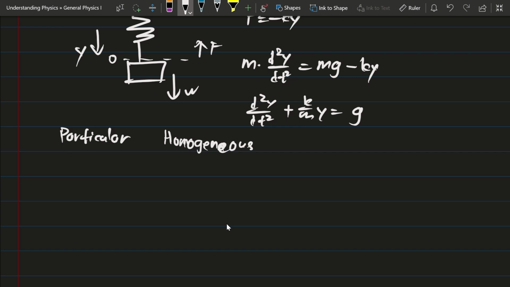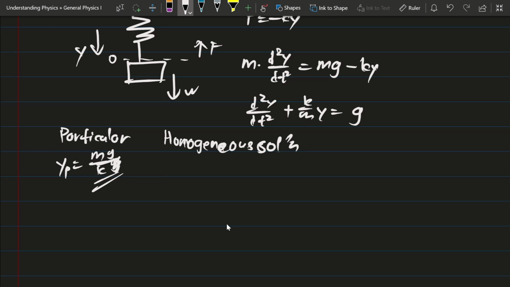Genius solution. So in here, the particular solution is a solution that actually fulfills this condition. So one of the particular solutions is actually m over k times g. It's mg over k. And this is one of the particular solutions for this problem.